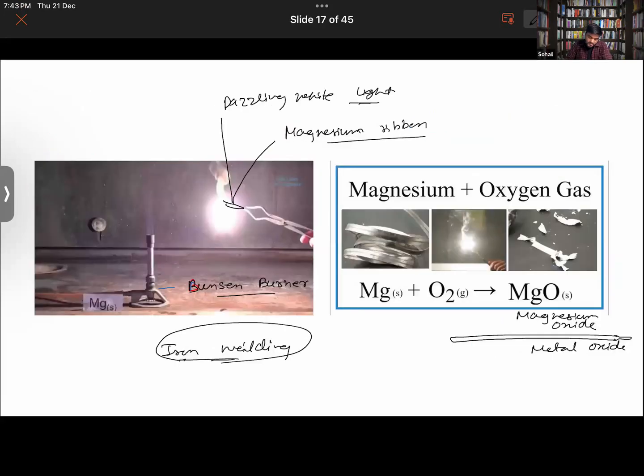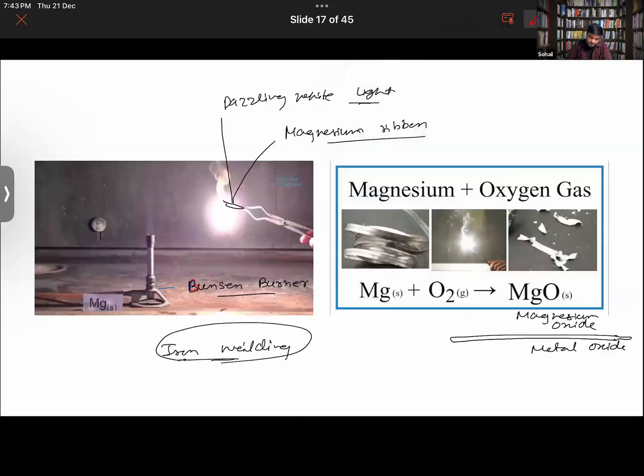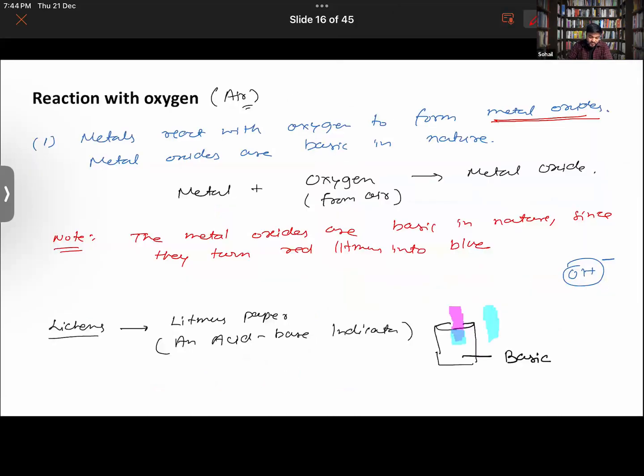So this is the example over here. That was Mg plus O2 gives MgO, which is basic in nature. Now you know that this magnesium oxide will dissolve in water, it can be dissolved partially. So directly you won't be checking the litmus paper on this magnesium oxide. In order to verify whether it is a basic or acidic substance, you have to add water to it.